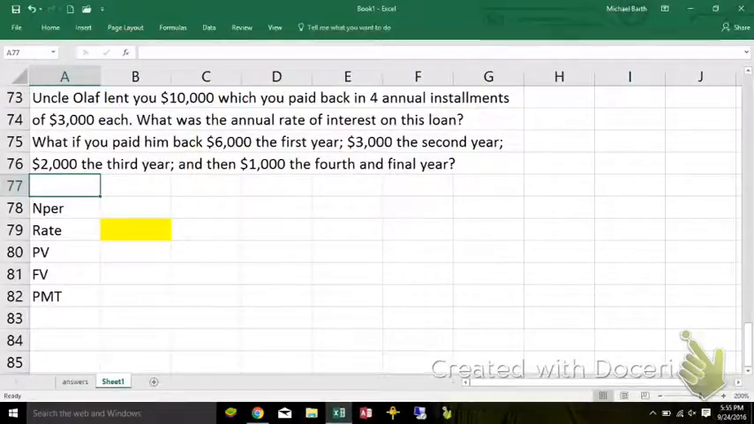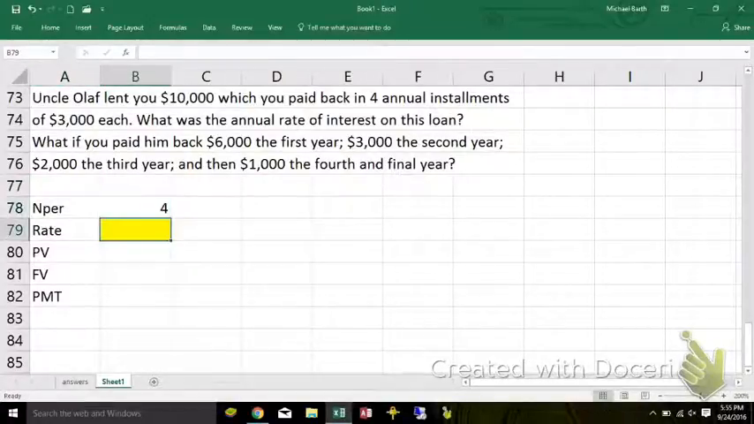Alright, in this video I'm going to demonstrate calculating the IRR and compare and contrast it using rate to solve for an interest rate. Okay, so Uncle Olaf lent you $10,000. You paid back 4 installments of $3,000 each. He gave you 10, you paid back $12,000. What would be the annual rate on that?